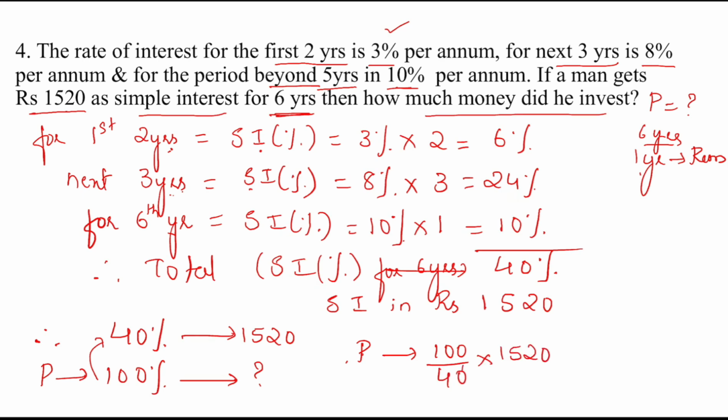Okay, so 0 0 cancels, 4 1s are 4, 3s are 12 and 3 will remain, 8s are, so 38. So 38 into 100 is 3800. So principal amount was how much? 3800. Wasn't it very simple? So let us go for the next problem.